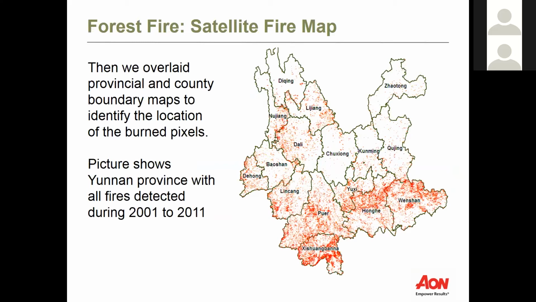So this is Yunnan province, and you can just look at this, and this is all the fires that were detected during 2001 to 2011. And you can see the fire risk is actually a bit lower down the bottom.